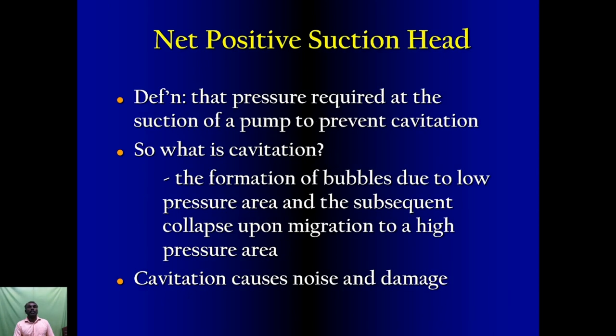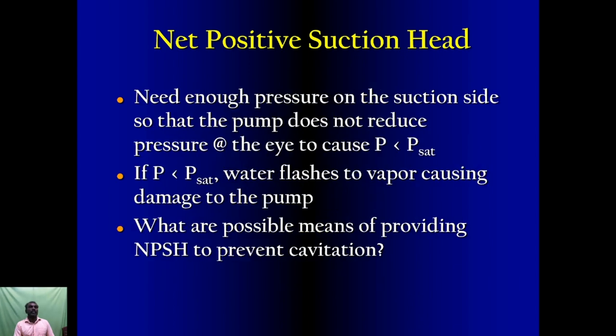Then net positive suction head, the pressure required at the suction of the pump to prevent cavitation. So what is cavitation? The formation of bubbles due to a low pressure area, and the subsequent collapse upon migration to a higher pressure area. Cavitation causes noise and damage. We need enough pressure on the suction side so that the pump does not reduce pressure at the eye. If P drops below P saturation, water flashes to a vapor, causing damage to the pump.